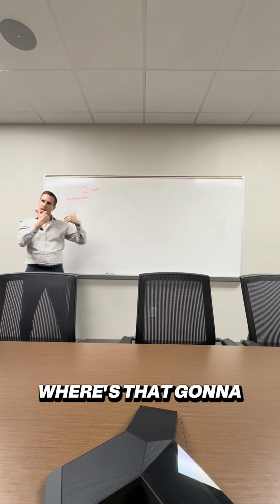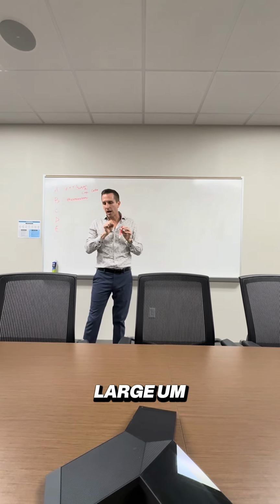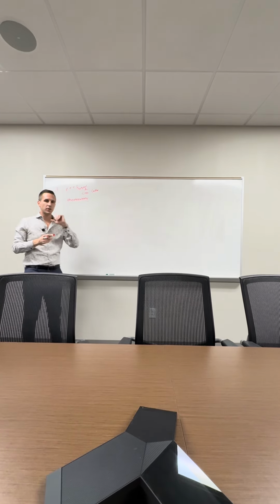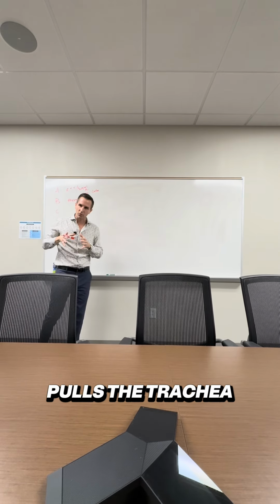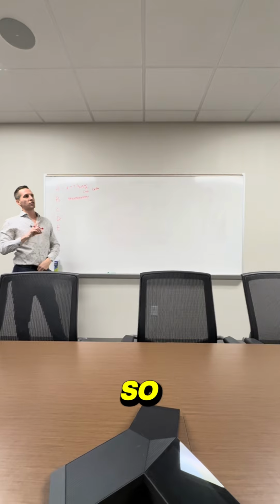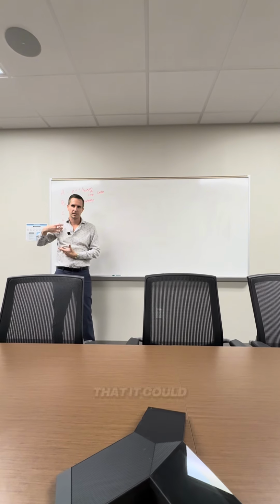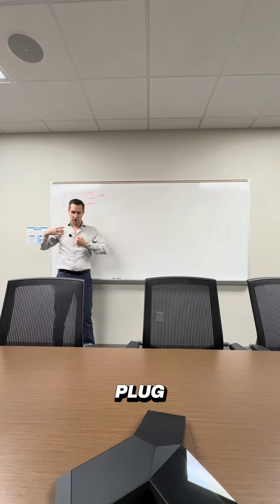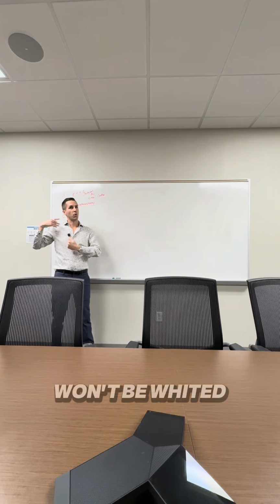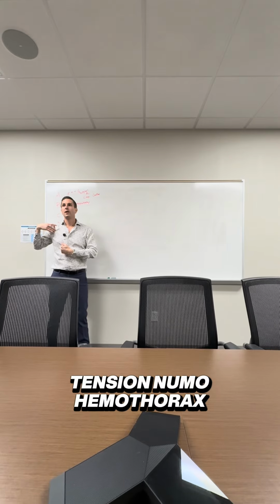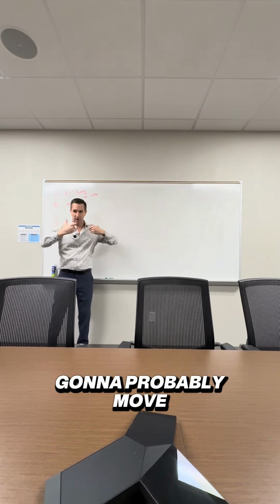What about the trachea? Where's that going to head? It's going to move away. What if I have a patient with a large mucus plug? It'll go towards the... So that is what we call complete or absorptive atelectasis, and it actually pulls the trachea towards the site of pathology. So on a chest x-ray, if someone's lung is completely whited out, what are basically the two things that it could be? A mucus plug. Mucus plug, trachea maybe towards it, versus... Well, it won't be whited out with a tension pneumo. Like a hemothorax? Yeah, like say a large effusion or a massive hemothorax. And then, again, the trachea is going to probably move away.